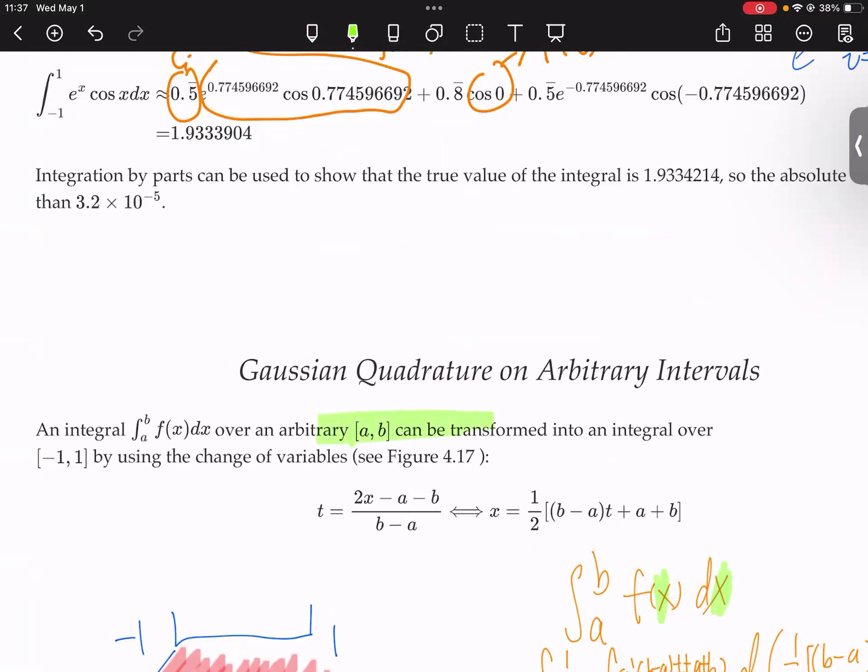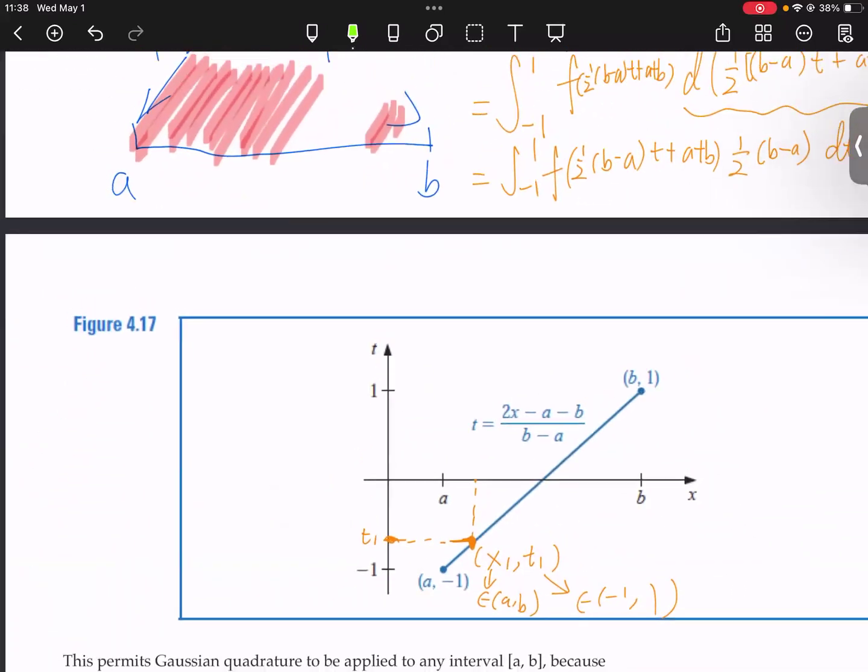Then we need to do some variable transformations here. And that variable transformation is defined in this way. We are going to transform the interval A and B to -1 and 1 by the change of variables below. If you are going to change the x to the t, we use this one. And if you are going to change the t to the x, then this is the one. They are equivalent. And this is the formula. And why do we have this? You can take a look at the graph we have.